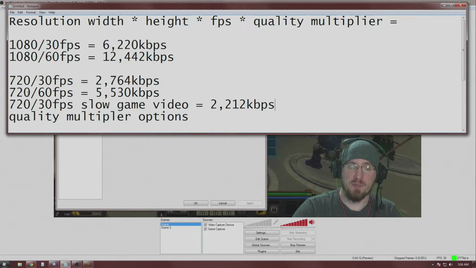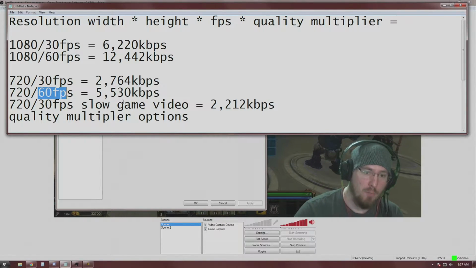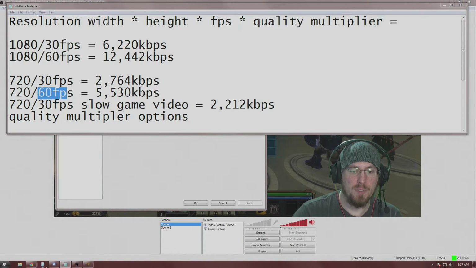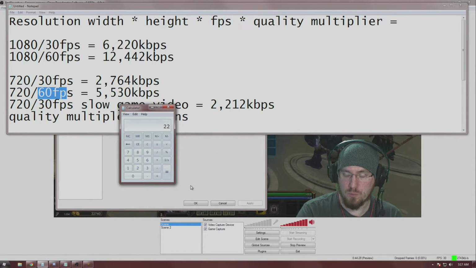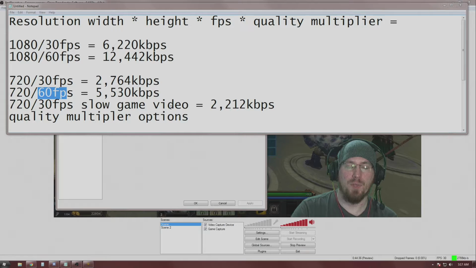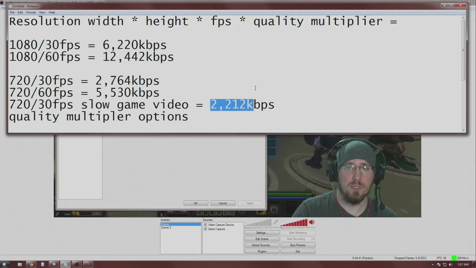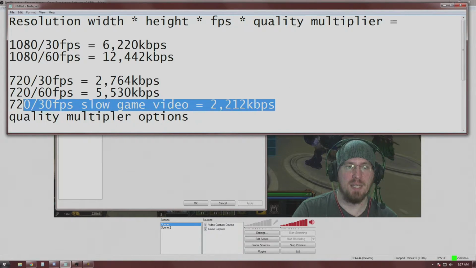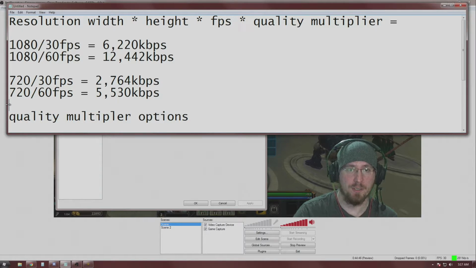And if you do 60 frames per second, which there's absolutely no reason in the world to do on a game like that, since things aren't happening fast enough for 60 frames per second to even matter, you would essentially just take that and double it. So we would take 2,212 times 2. So you're looking at 4,424. With a game that slow, though, I'm not really sure you would notice any difference between the two. That's one example where you can really have horrible settings and still get away with a decent quality stream.